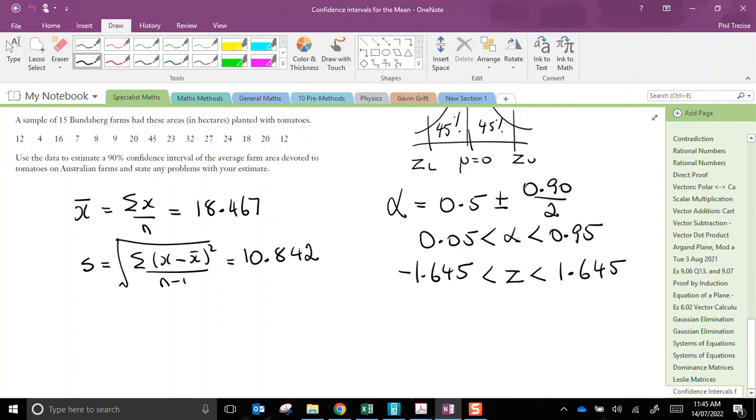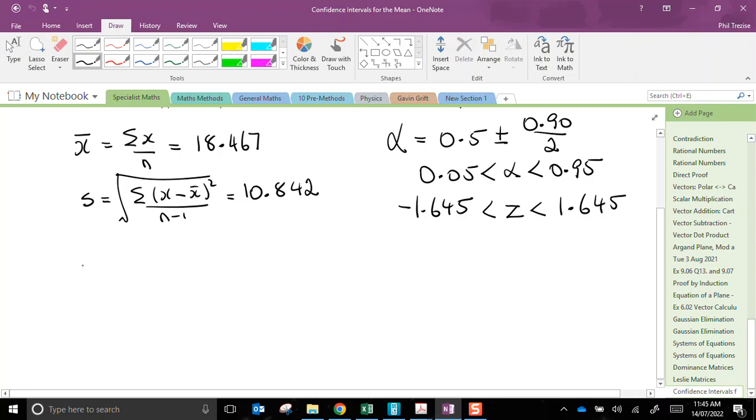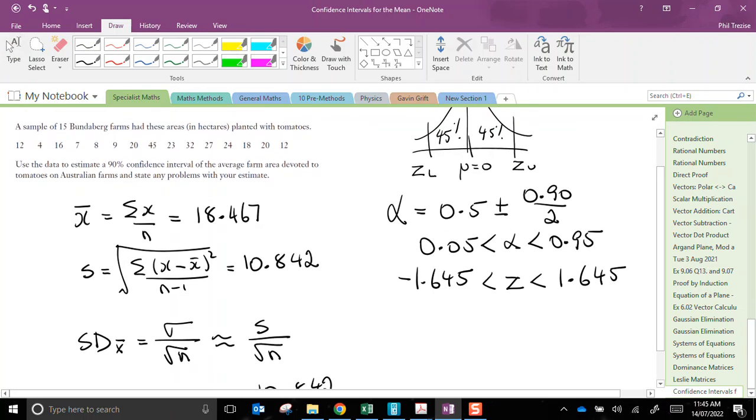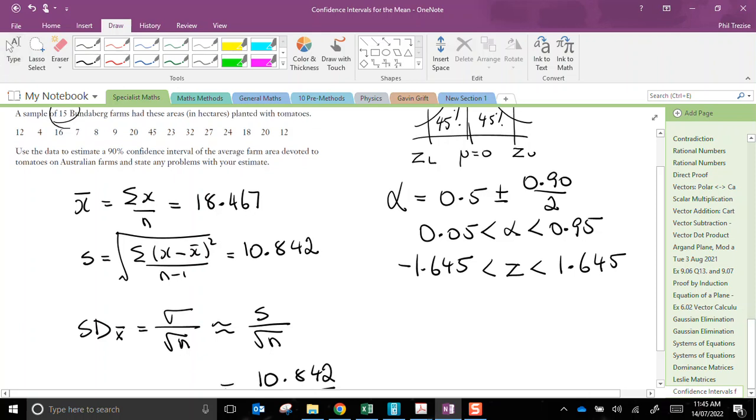we have to work out the standard error of the mean, don't we? Or the standard deviation of the means. Remember, that would be sigma divided by root n, but we don't know sigma, which is a population parameter. We only have a sample, so we'll say this is approximately s divided by root n. Now we had 10.842 for this, and we'll divide by the square root of 15. There were 15 farms in our sample.